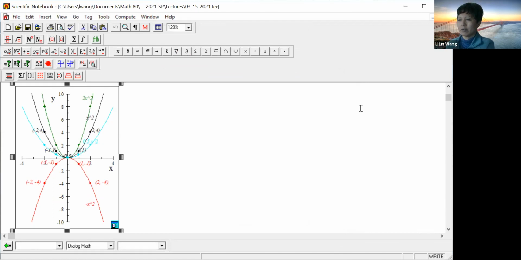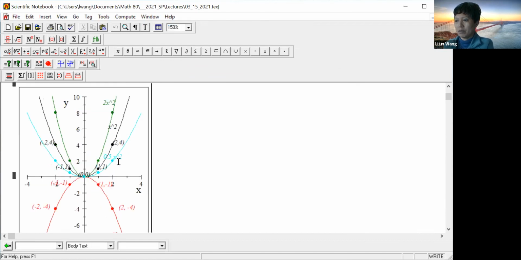Ah, that's not very clear. Hold on. How about that? 0.5 x squared. Do you guys see that? They're color coordinated. So the black one is x squared, 2x squared, half x squared, and negative x squared. Is that clear, everybody? I think that's all for today. That was the introduction to quadratic.